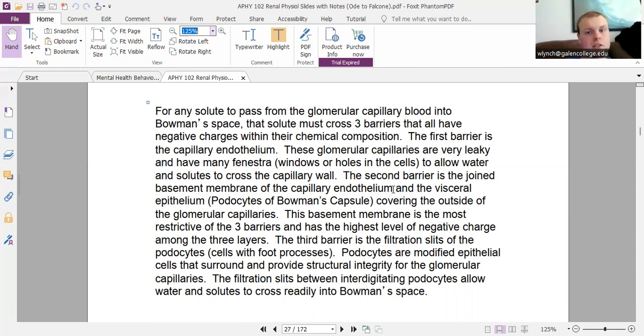Lastly, we have to pass through the basement membrane. And the basement membrane is the most restrictive. It has the highest level of negative charge there. So the third barrier is going to be the podocytes or foot processes of the podocyte cells. Filtration slits are going to be interdigitating, okay? So the podocytes allow water and solutes to cross into Bowman's capsule space.